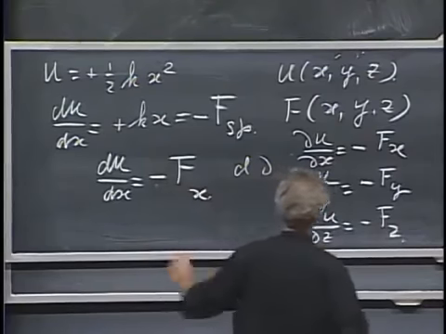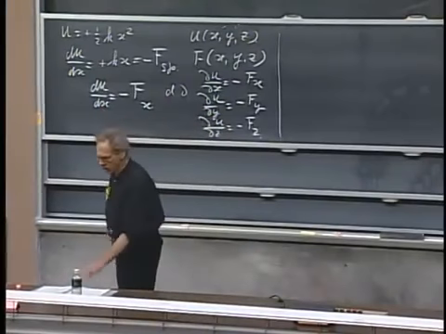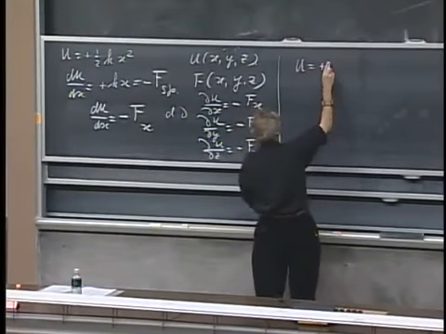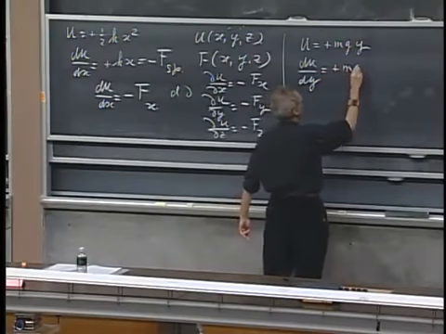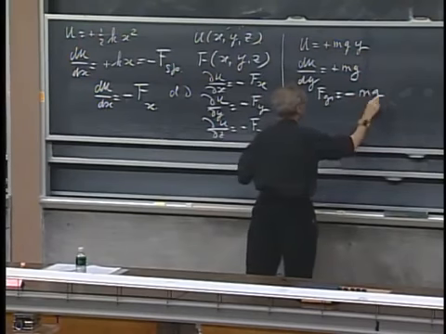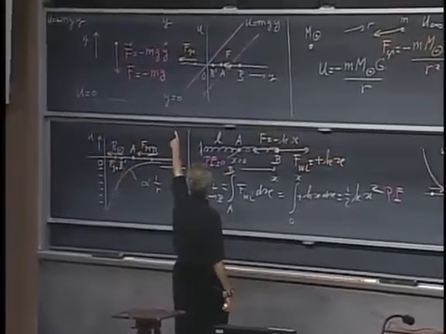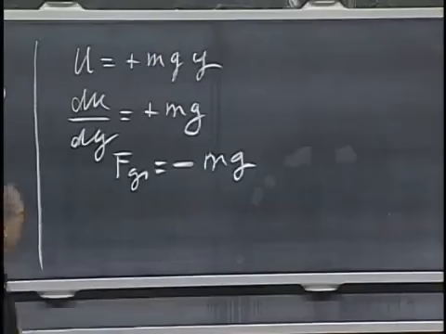If we go back to the situation where we had gravity, we had there the situation near Earth. We had u equals plus mgy. So what is du/dy? This is a one-dimensional situation, so I don't have to use the partial derivatives. I can simply say du/dy is plus mg. And notice that the gravitational force was minus mg. Remember, the minus sign is still there. And so you see that here, indeed, du/dy is minus the gravitational force.